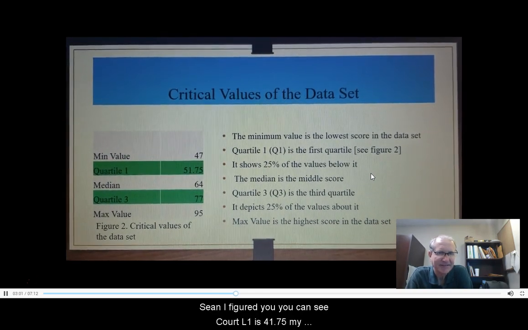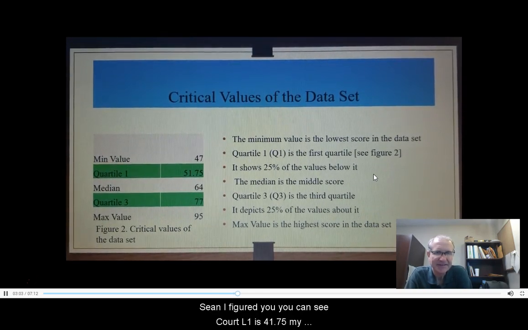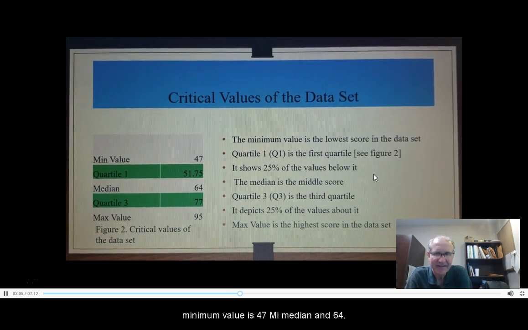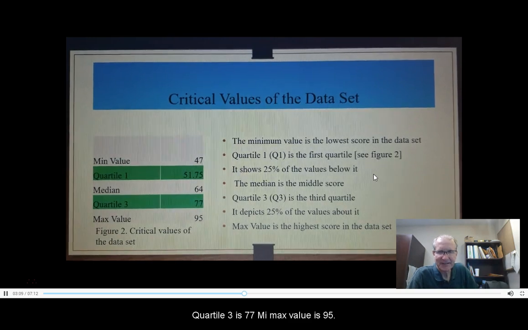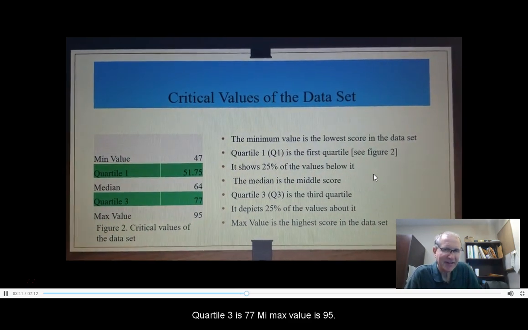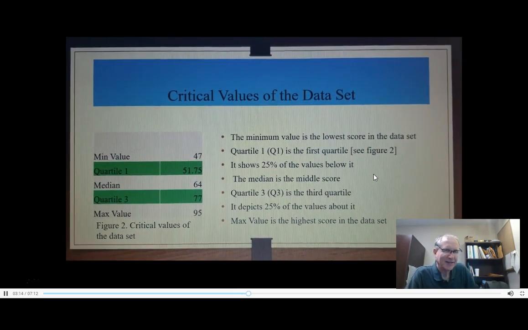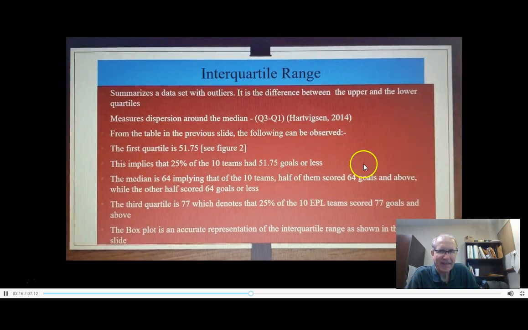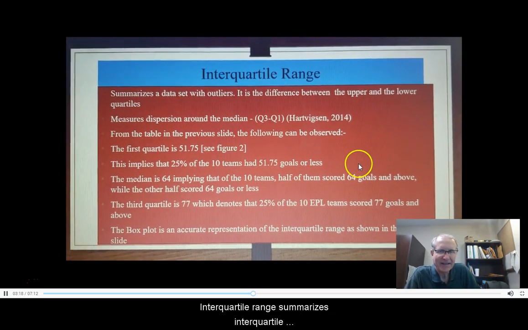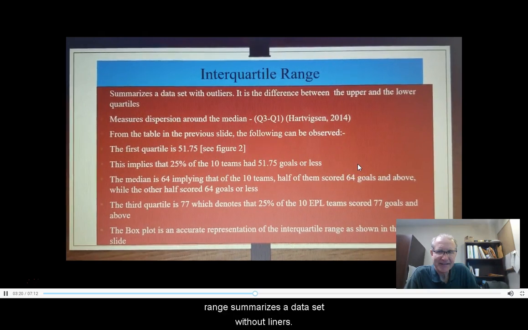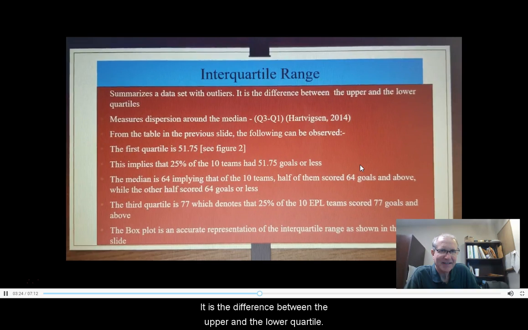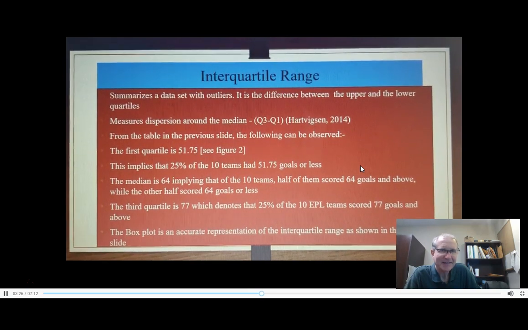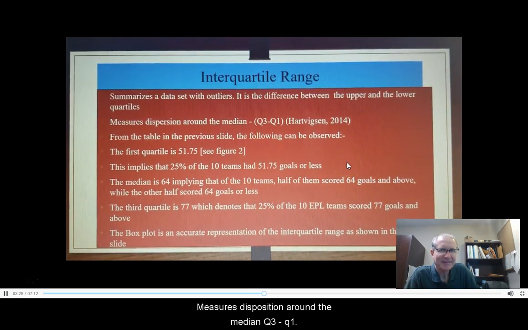So on my figure 2, you can see quartile 1 is 41.75. My minimum value is 47. My median is 64. Quartile 3 is 77, and my max value is 95. Interquartile range summarizes the data set with outliers. It is the difference between the upper and the lower quartiles, measuring dispersion around the median: Q3 minus Q1.